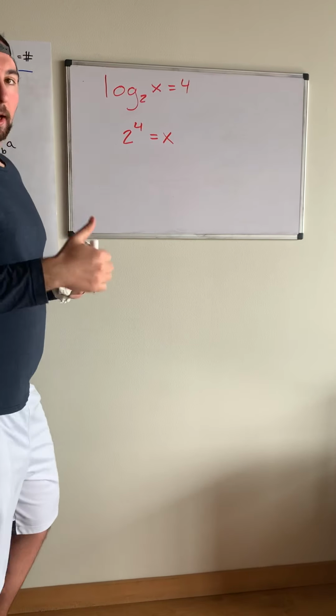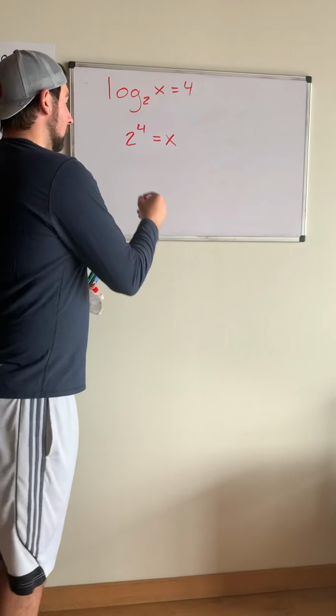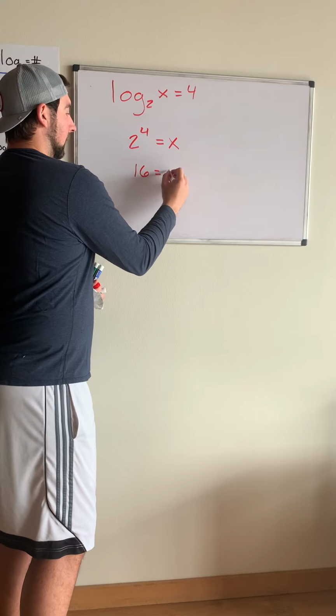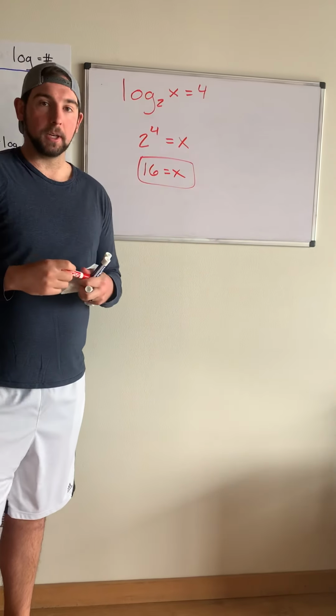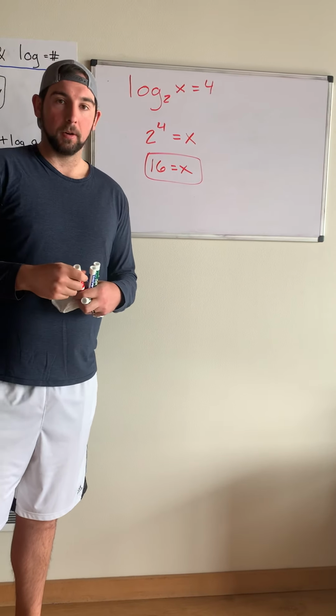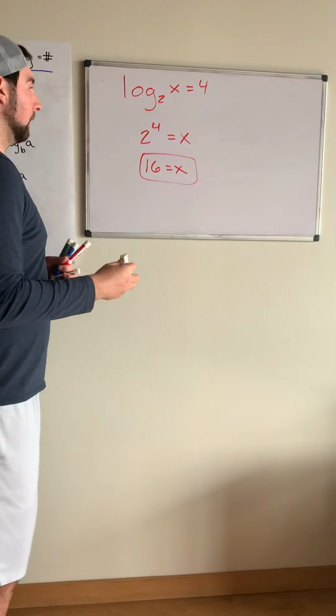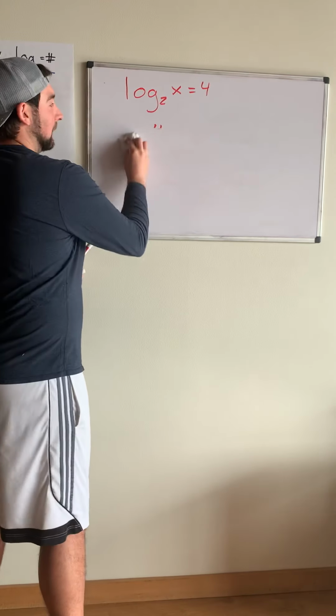Well, 2 to the 4th, I got 2, 4, 8, 16. 16 equals x. If you want to double check me, use your calculator. I'm a human calculator. It's my job. So I can do that in my head. And let's go into our last example.